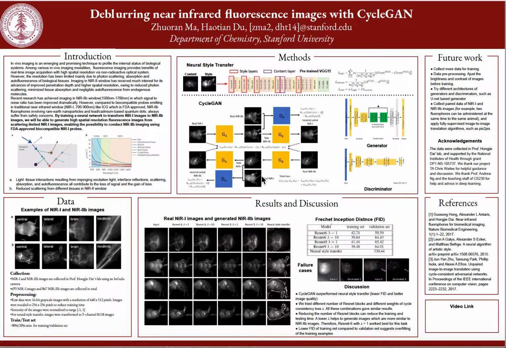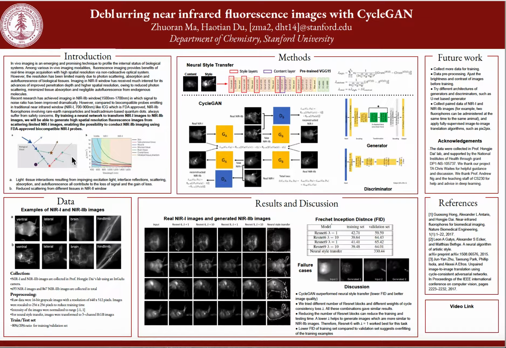A possible solution for this is to extend imaging wavelengths to a long wavelength window, which we define as the second near-infrared window, NIR2 as abbreviation here. Compared with the visible and traditional near-infrared window, which we define as NIR1 here, fluorescence imaging in the NIR2 window shows advantages of improved penetration depth and higher spatial resolution, mainly because of reduced tissue scattering and autofluorescence, as shown in figure A and B here.